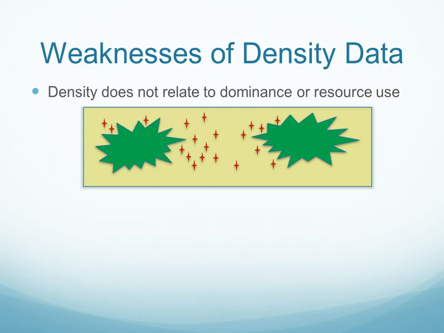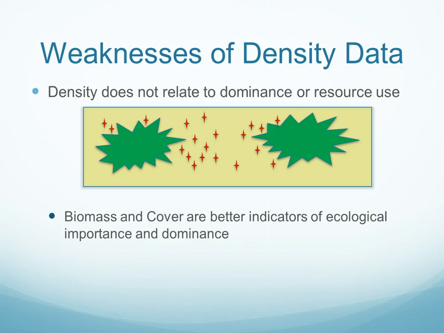Now the density of the red individuals is 10 times larger than that of the density of the green individuals. But we certainly would say that the green individuals are more dominant in this particular situation. Biomass and cover are the attributes that are better indicators of ecological importance and dominance.